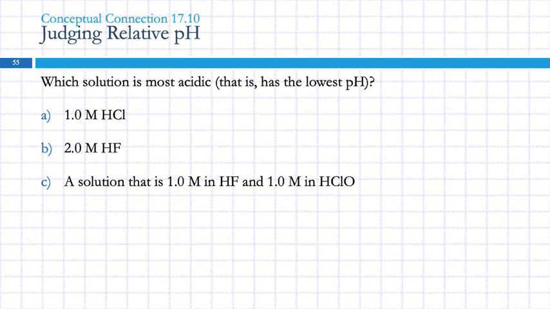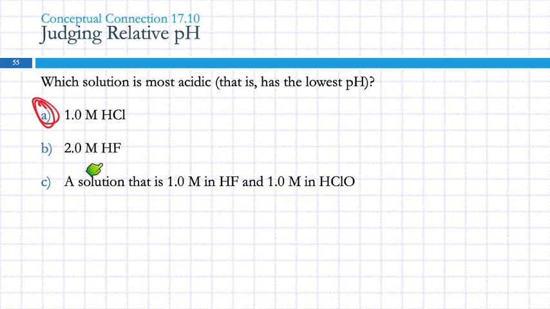Okay, judging relative pH. Which solution is most acidic, meaning has the lowest pH? Is that going to be a 1 molar HCl solution, a 2 molar HF solution, or a solution that's 1 molar in HF and 1 molar in HClO? It's going to be A. Because this is the strong acid.